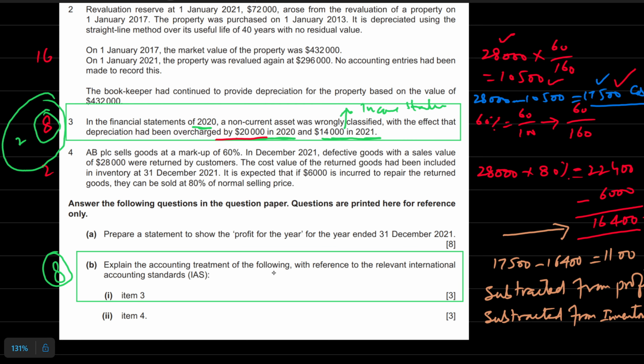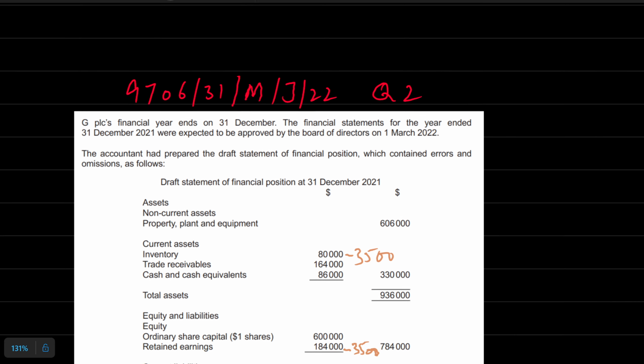Explain the accounting treatment of the following with reference to the relevant international accounting standards. So this is IAS 8. We will name IAS 8, and the name of IAS 8 is accounting policies, changes in accounting estimates and errors. So 20,000 will be subtracted from the opening balance of retained earnings, and 14,000 will be subtracted from the current year's profit. Let us move to the next question.